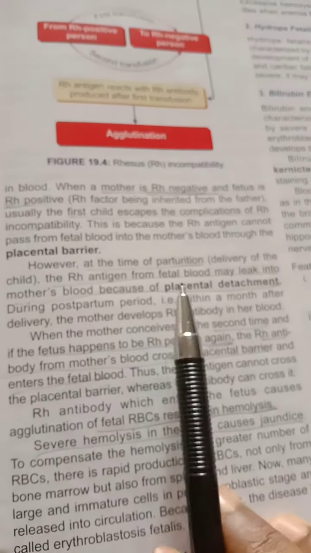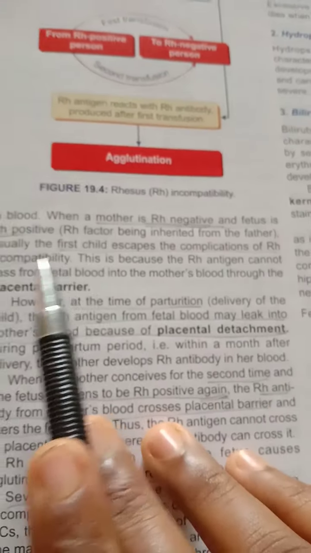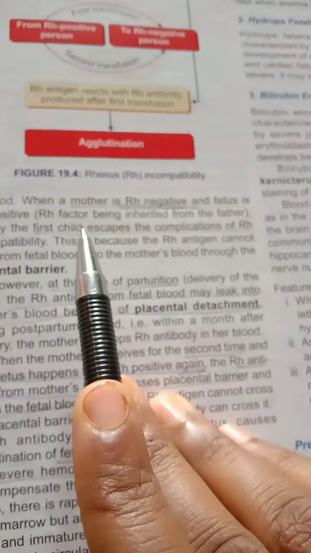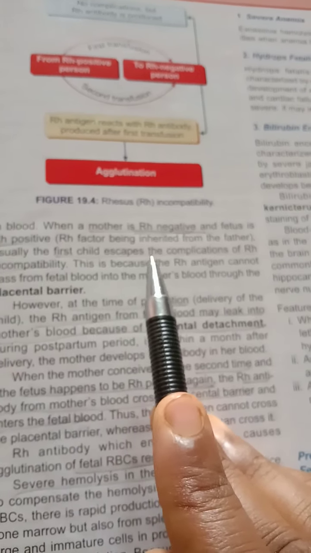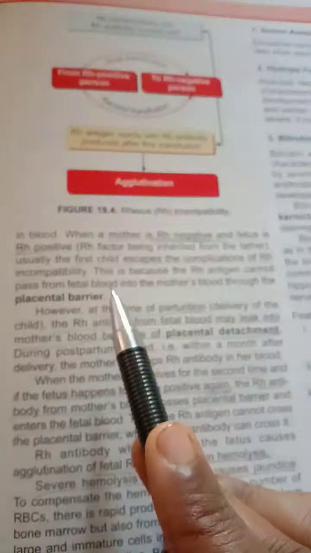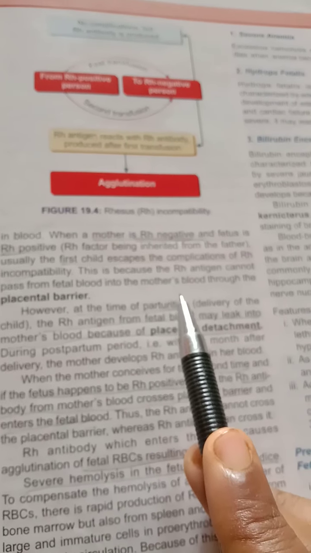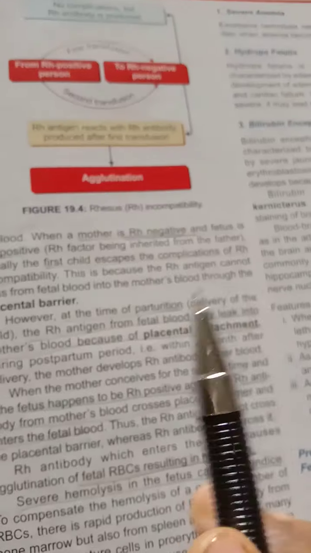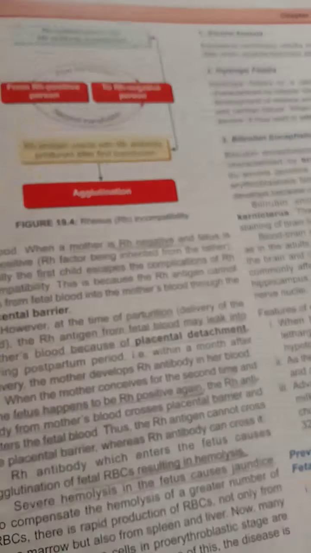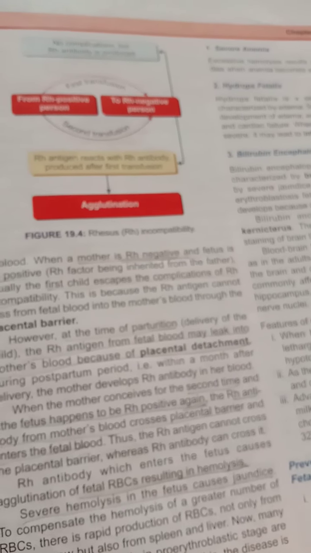As we all know, when the mother is Rh negative and the fetus is Rh positive, usually the first child escapes the complication of Rh incompatibility. This is because the Rh antigen cannot pass from the fetal blood to the mother's blood through the placental barrier. See, when the mother is Rh negative and the fetus is Rh positive, this is a mismatch of Rh.